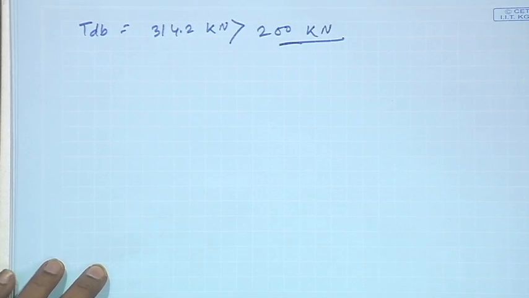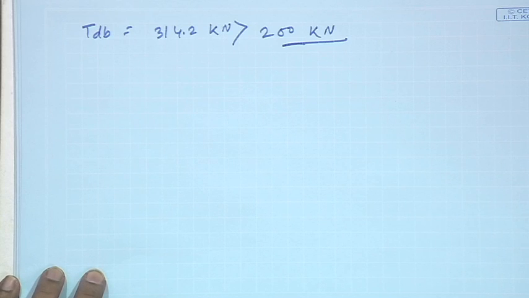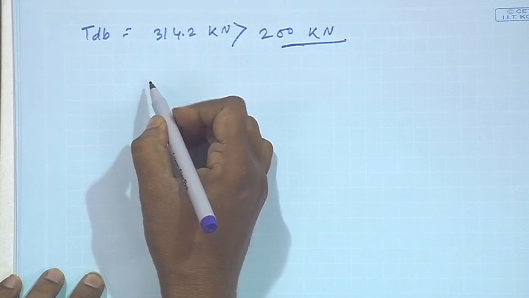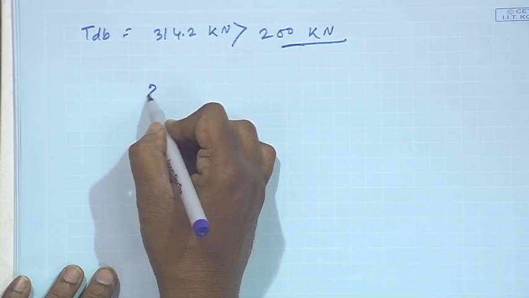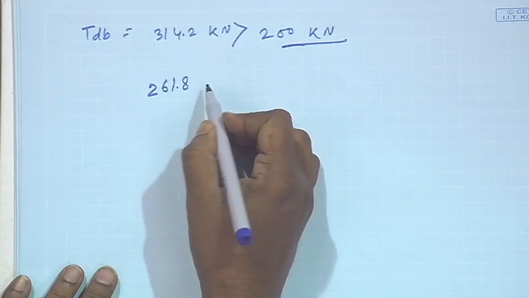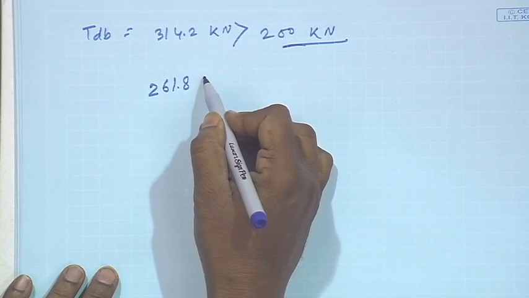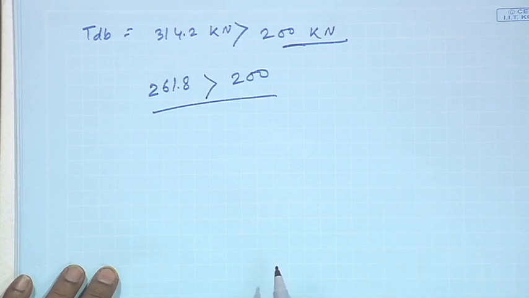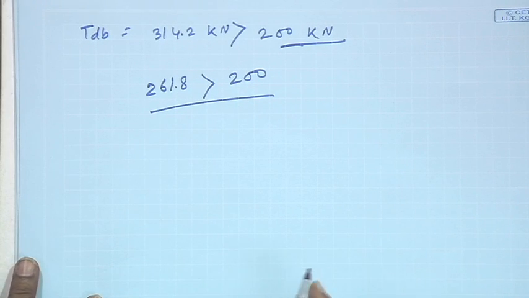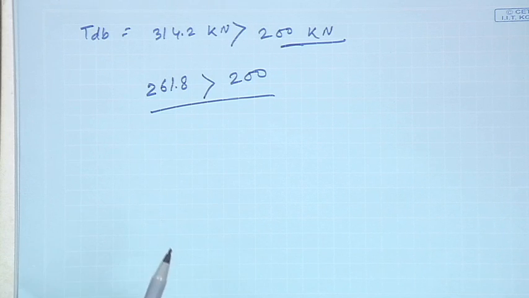Okay. So, here the design tensile strength of angle we are getting lesser of these three, TDG, TDB and TDN, that is 261.8 kilonewton, and the external load is coming 200 kilonewton. So, this is absolutely okay. So, we can go ahead with this section.